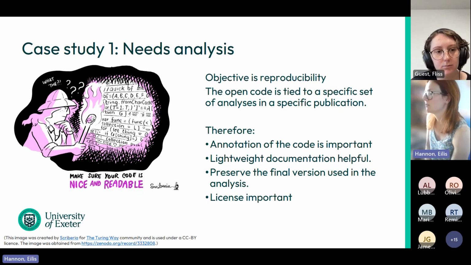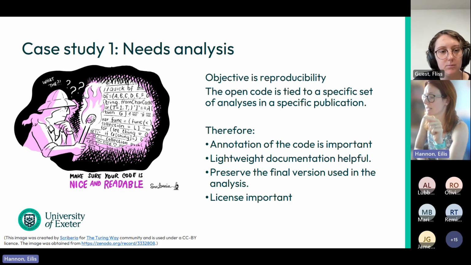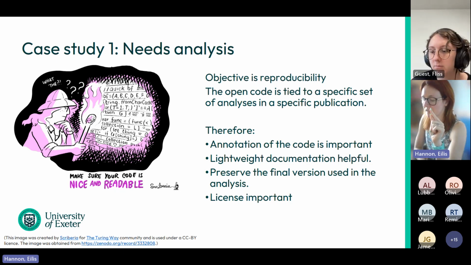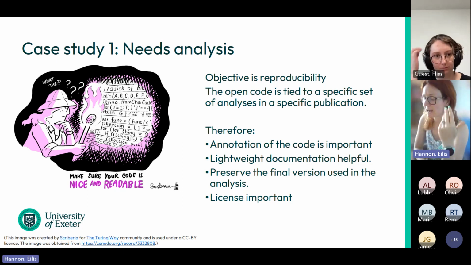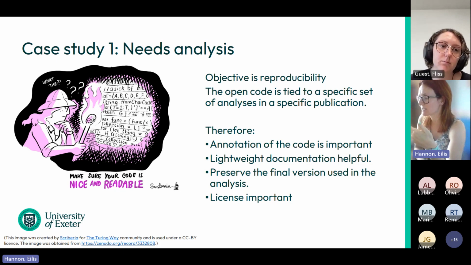And the code that we want to make available is tied specifically to a set of analyses from a specific publication. What that means is that annotation of the code is important because it's likely to be interpreted in the context of the method section of this paper. Some lightweight documentation is going to be helpful, but what we really need to ensure is that what we're preserving here is the final version that was used in the analysis. So we don't necessarily need detailed version control of how the scripts changed over time. The critical bit that people are interested in for the purposes of reproducing our results is that final version, and that is the thing that then needs to be preserved throughout time. And as we're making this available, it's possible people might want to take what we're doing and develop it for their own purposes, so a license would be important as well.